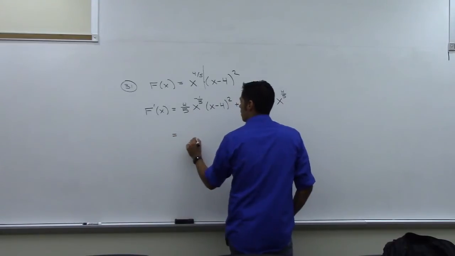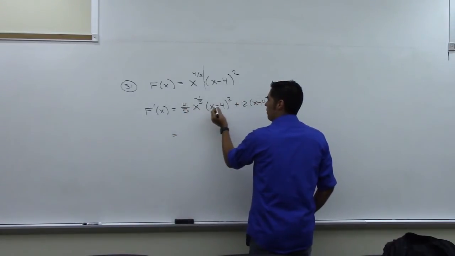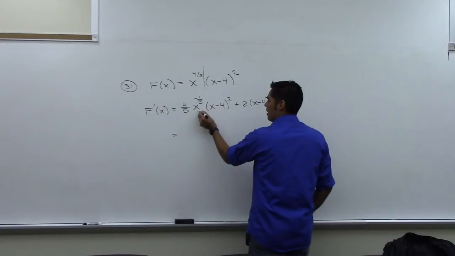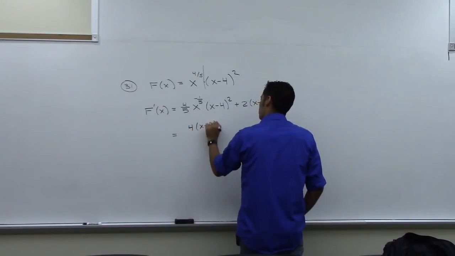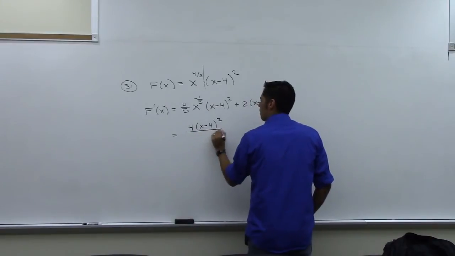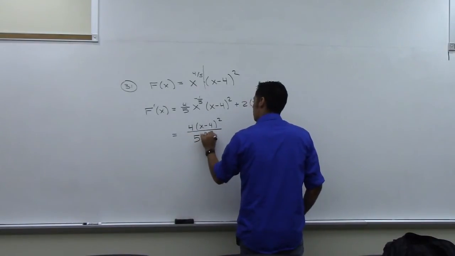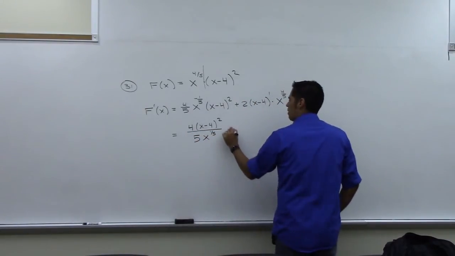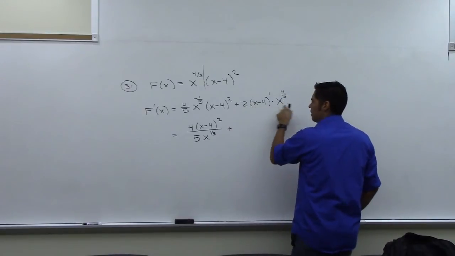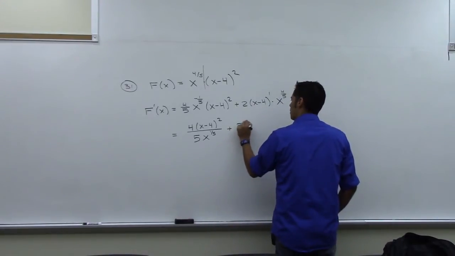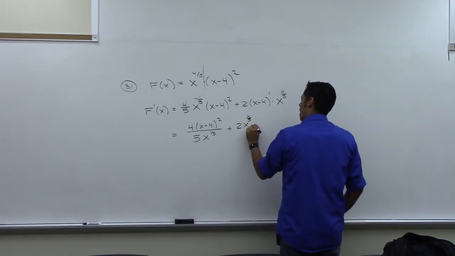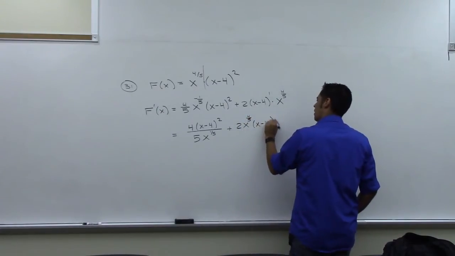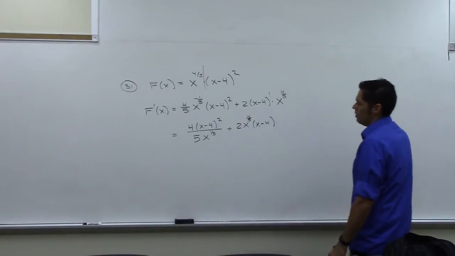How about this? The 4 stays on top, this stays on top, this is going to drop down with the 5. So 4 times x minus 4 squared over 5x to the 1/5 plus the 2 stays, everything here stays on top, so I'm just going to write 2. I'm going to write x to the 4/5 first, and then x minus 4, like that. All right, there's our derivative.